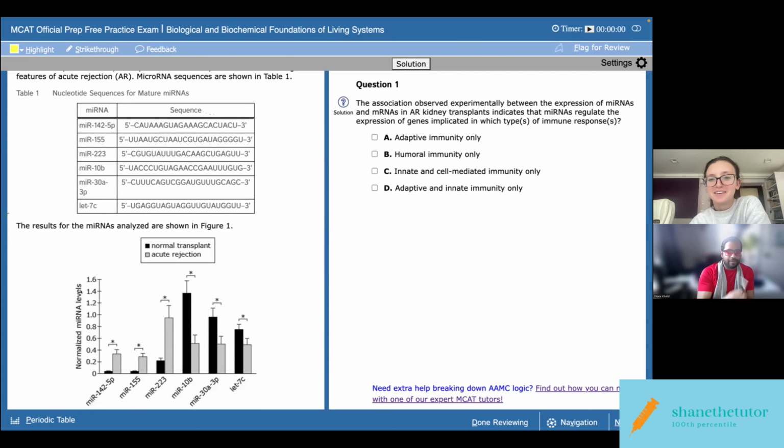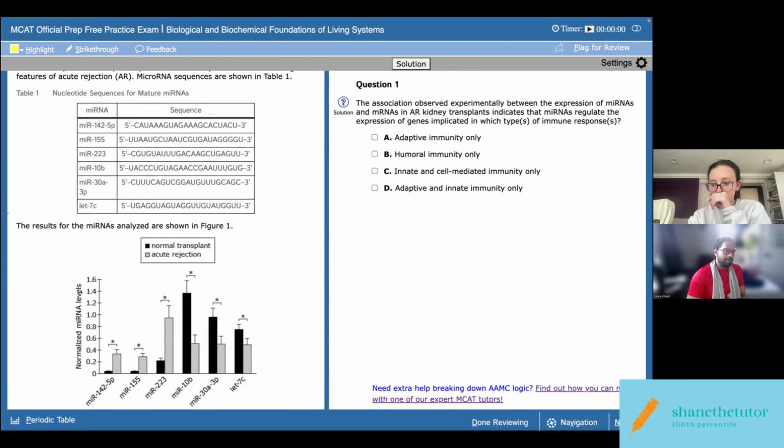So on our first pass through, we don't want to spend too much time on it. Like 15 seconds: okay, we have a type of microRNA and the sequence for it, and there's nothing else we can really figure out from here. But if they ask us about it, we can consult the table, right?